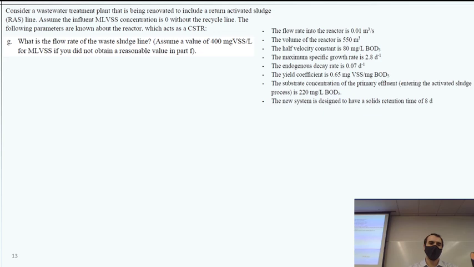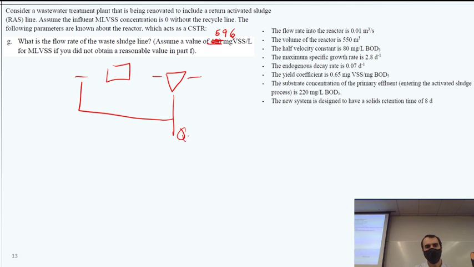So next part, part G, we have a question asking what is the flow rate of the waste sludge line? And we're going to go ahead and use the value we just solved for, 596, because we just solved that. If you wanted to, you could solve this yourself using some other parameter on your own. Okay, so what is the flow rate for the waste sludge line? What we're looking at is we've got that clarifier, and we have that separation where we have recycle, and the QW here is what we're looking at.